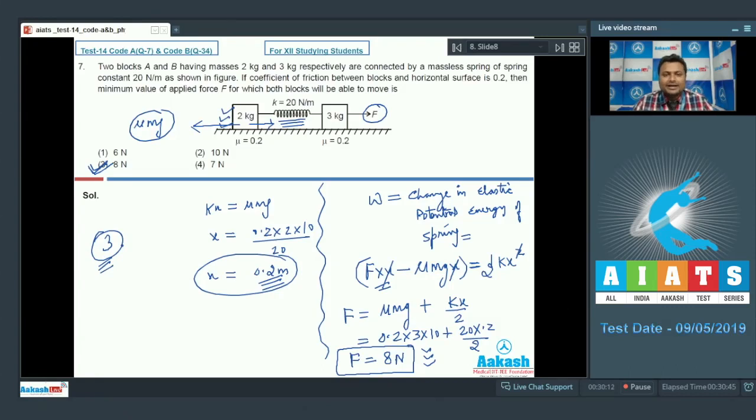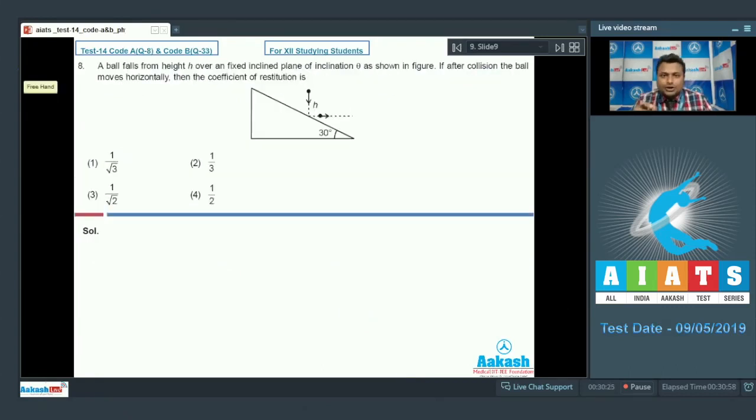Now move on to the next, that is number 8. So here is question number 8, everyone. A ball falls from height h over a fixed inclined plane of inclination theta as shown in the figure. If after collision the ball moves horizontally, then the coefficient of restitution is what?